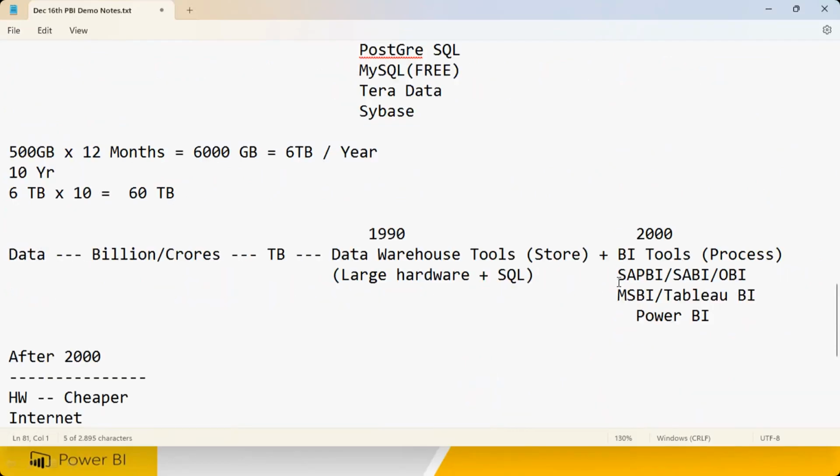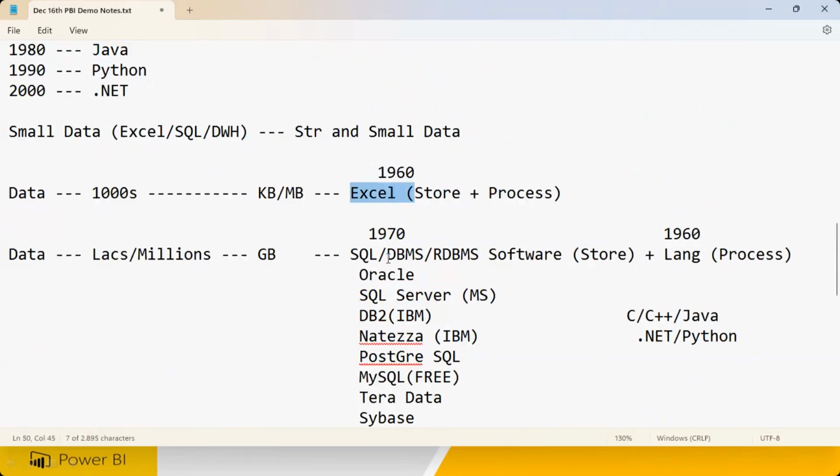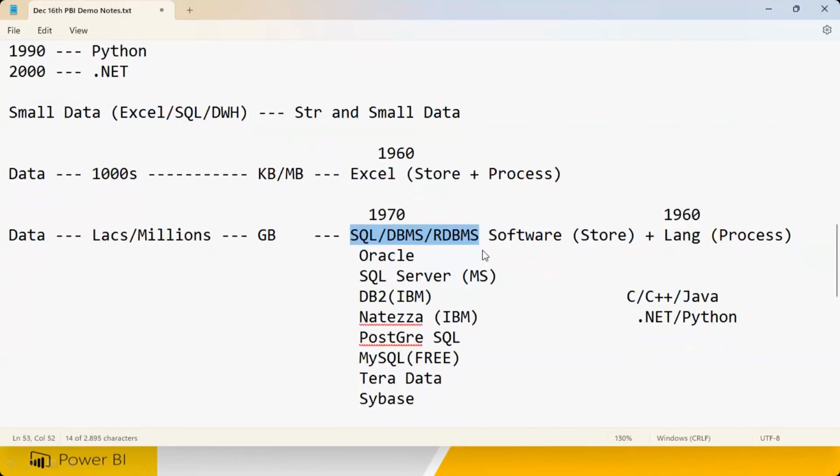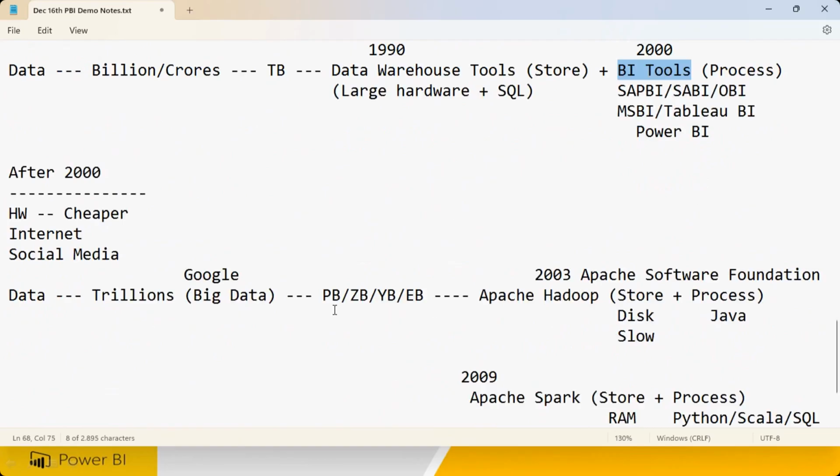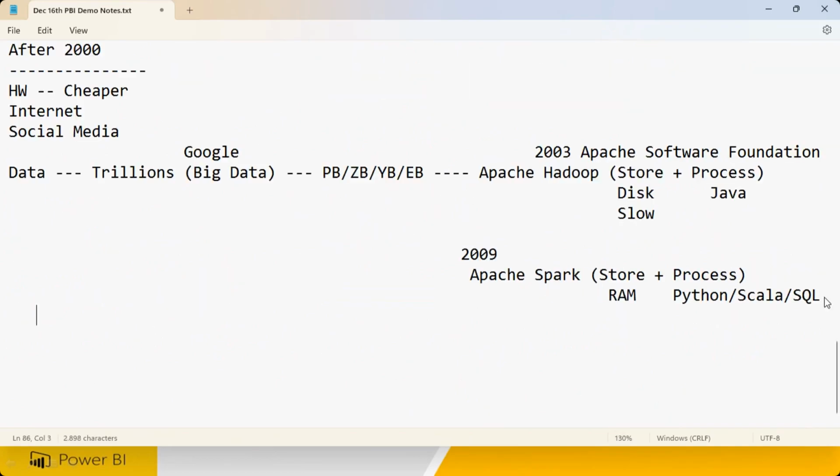Now, when you have a small amount of data, Excel. When you have a large amount of data, SQL. When you have extra large data, data warehousing and BI tools. When you have extra large and unlimited data, you can store it today in Apache Spark. Apache Spark is today called Databricks. If somebody tells you Databricks, it is nothing but Apache Spark only. Apache Spark means you should understand it is going to be big data.